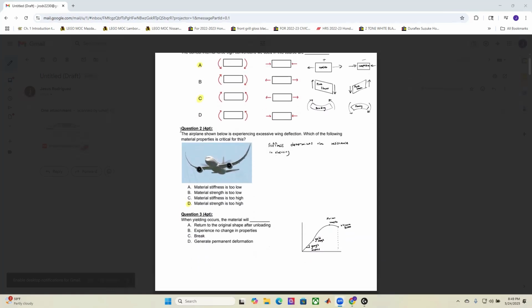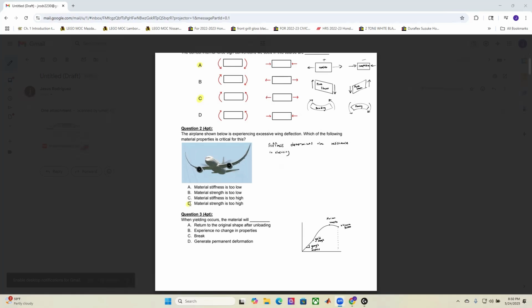So for question two, it says the airplane shown is experiencing excessive wing deflection. Which of the following material properties is critical for this? Since we see that the airplane wings are not torn apart or showing any excessive failure other than just a deflection, we can rule out strength only because, as I put right here, stiffness determines the resistance to elasticity.